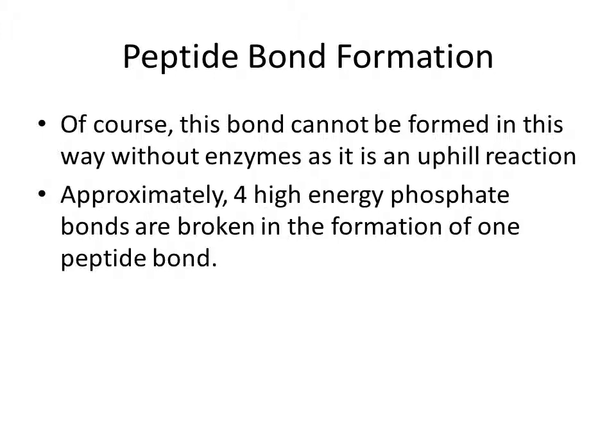Peptide bonds do not spontaneously form. It is an uphill reaction. It can't even be formed without an enzyme, because even if you were to add heat in, it doesn't naturally form. When an enzyme does cause the peptide bond to be formed, it consumes energy, and the energy that it consumes is 4 high-energy phosphate bonds from an ATP going to an ADP.